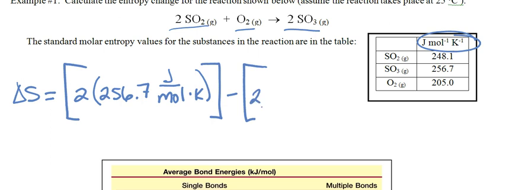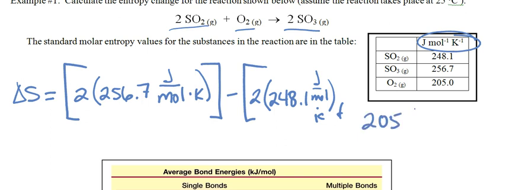And we have two sulfur dioxides, which has a value of 248.1. And again, that's joules per mole Kelvin. I'll kind of stack that up a little bit so we have room. Plus, we have one oxygen, so 205, and that's 0.0 joules per mole Kelvin, and so that takes care of that.